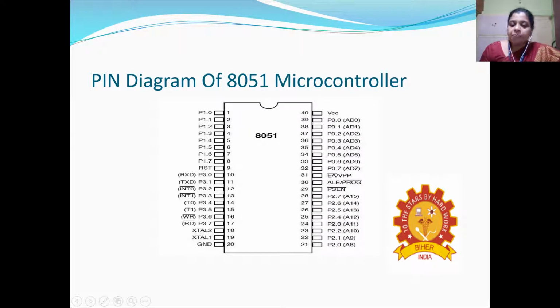When we refer to the 30th pin, it is referred to as ALE slash PROG bar. Whenever a bar is placed over a signal, it means that it acts as an active low signal. If a bar is not placed over a particular signal, then it acts as an active high signal. So we'll discuss these pins in detail.